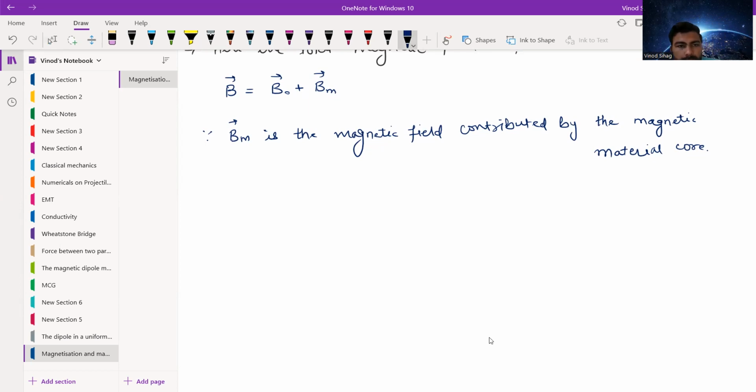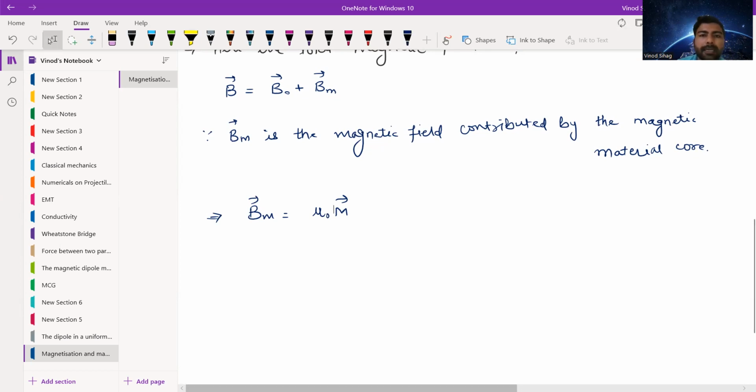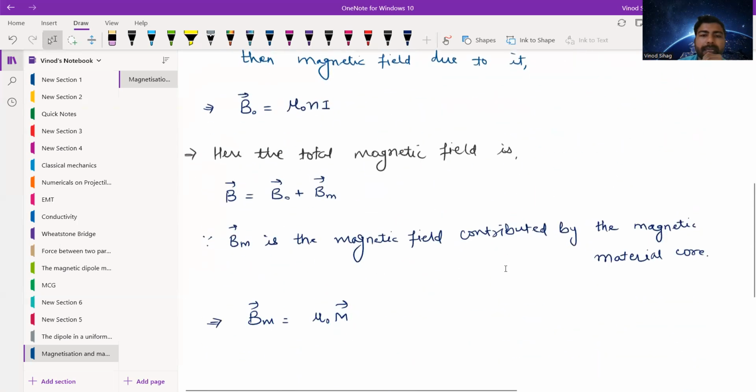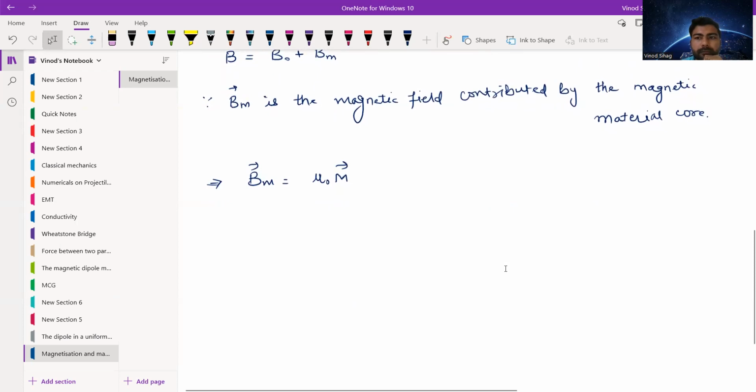Bm equals mu naught M vector. Okay, and now the magnetic intensity comes into the picture. How to describe the magnetic intensity? Magnetic intensity is another new variable here, and it will be denoted by H vector.